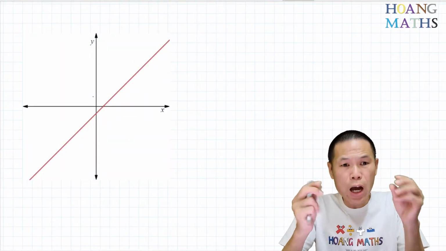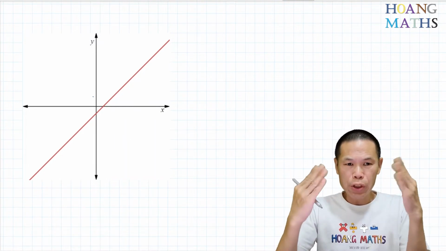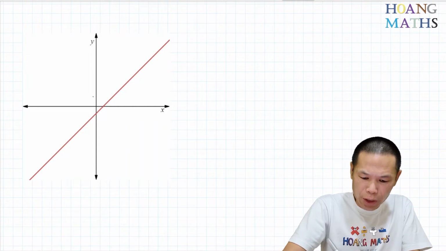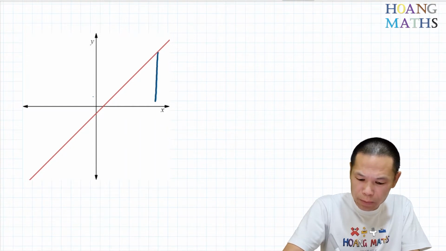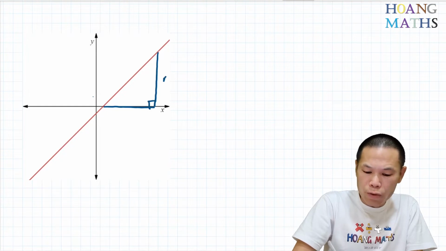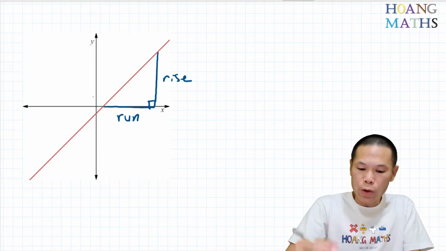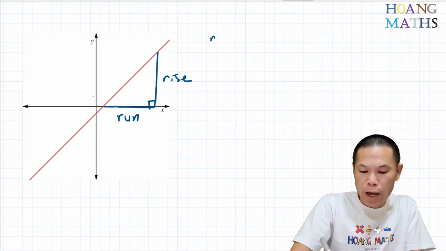To find the gradient of a line, we just use rise over run. Let me construct a right angle triangle first. So let's construct a right angle triangle here. This is the rise and this is the run. So we know that the gradient of a line, m, is rise over run.